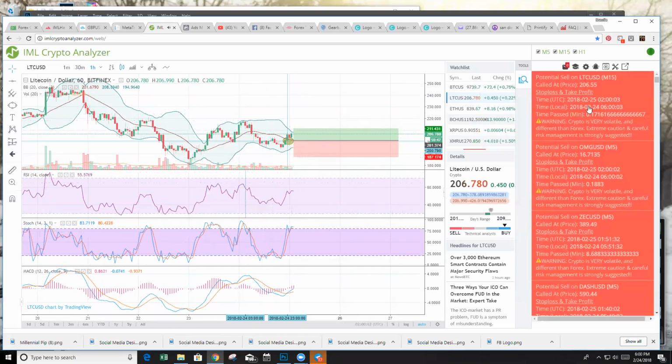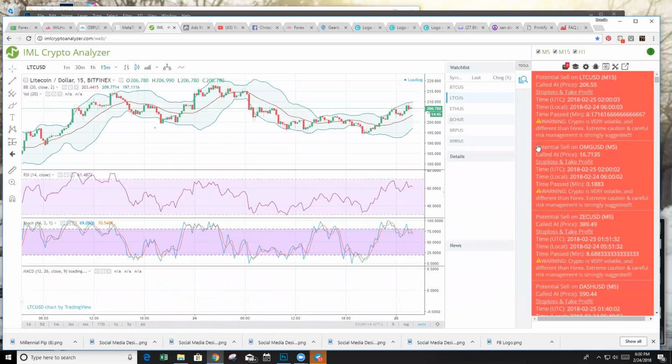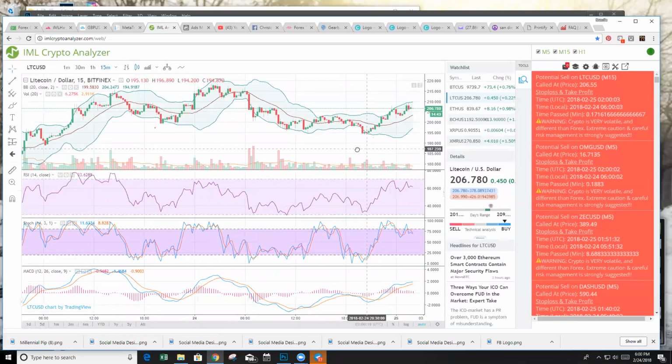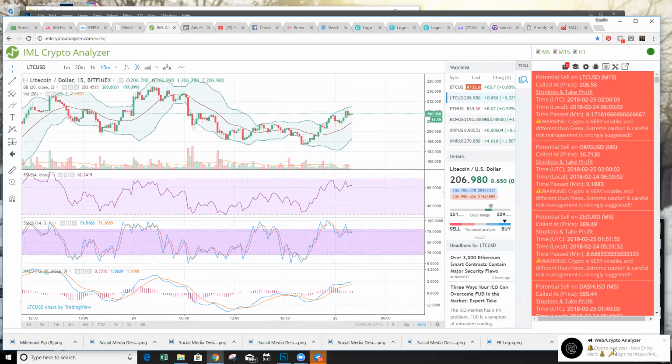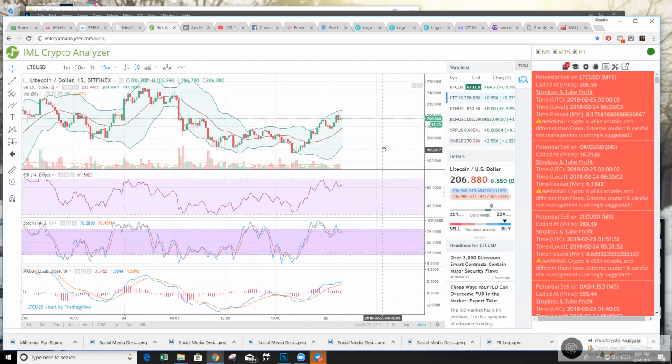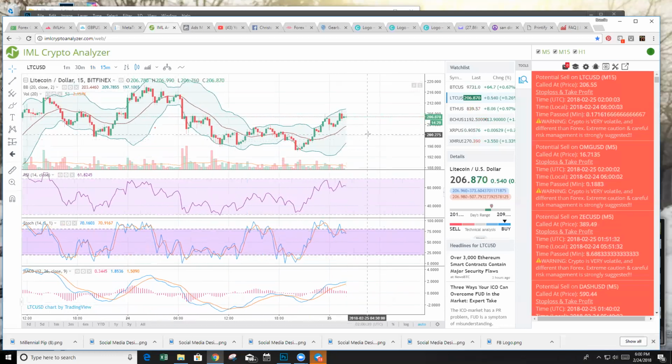Cool. Call out another trade. Boom. Litecoin on a 15-minute sell. All right. Let's check this out. So, see how on the bottom right on my screen, it just called out an alert. This is on the Telegram. So we get those every single time a new trade comes out. So that thing comes in clutch.